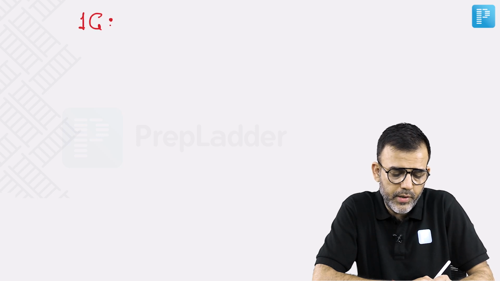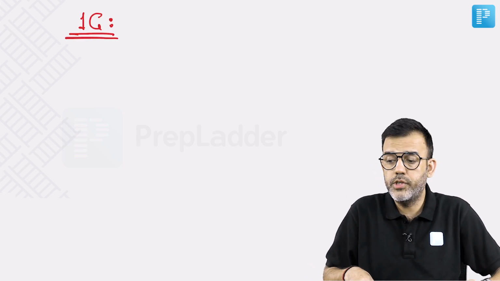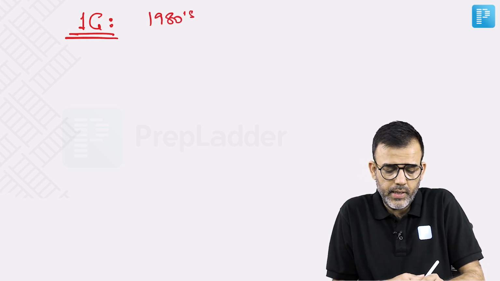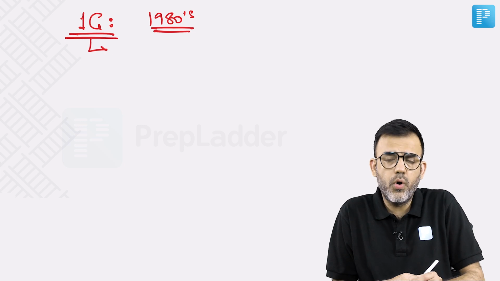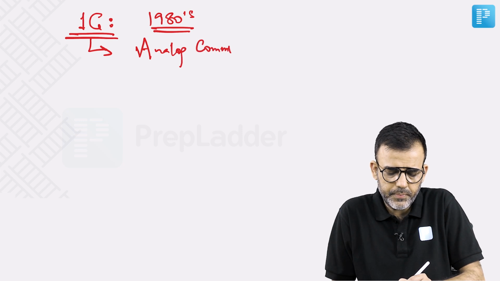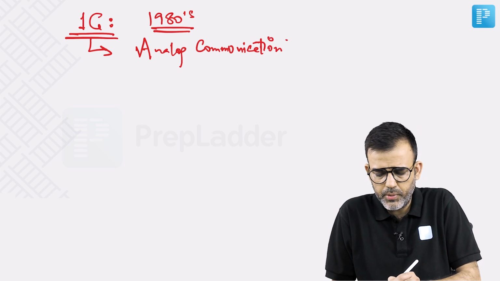Let's begin from the first generation itself. That's what we call 1G. It happened somewhere in the late 1980s, and 1G was basically a purely analog communication technology.